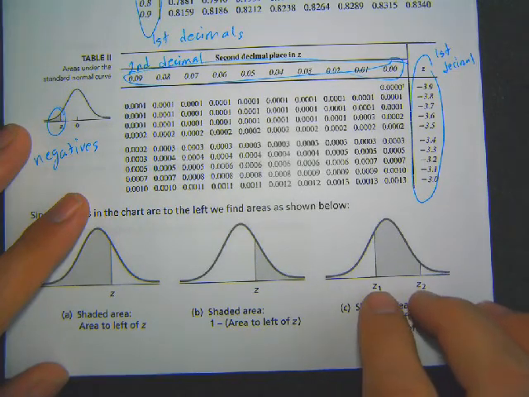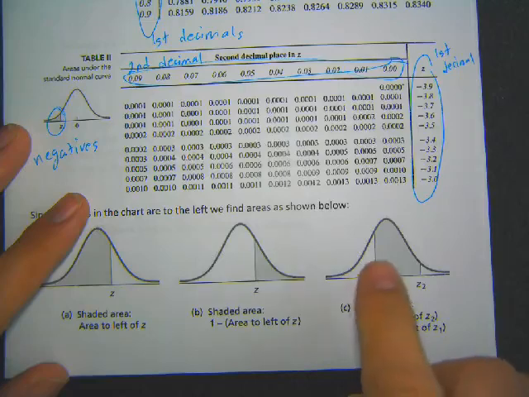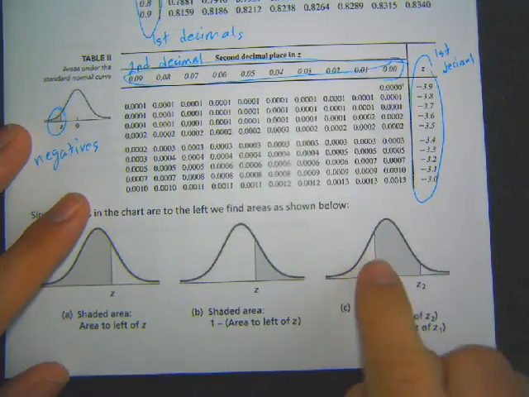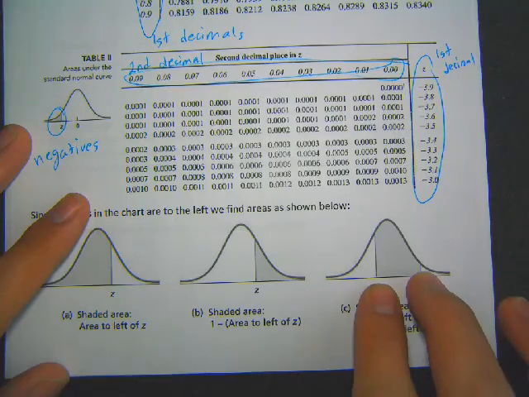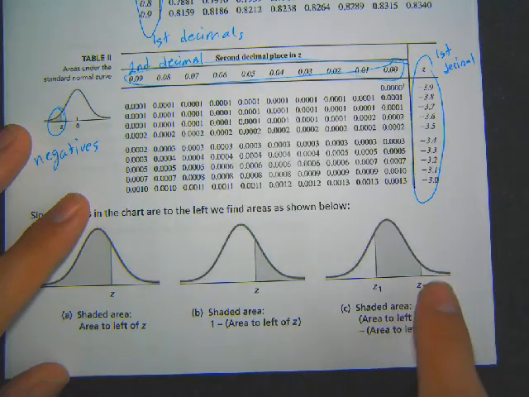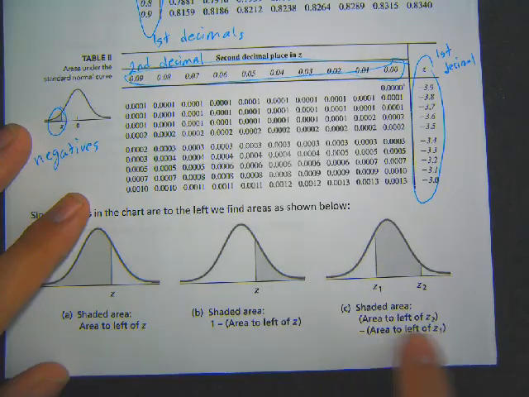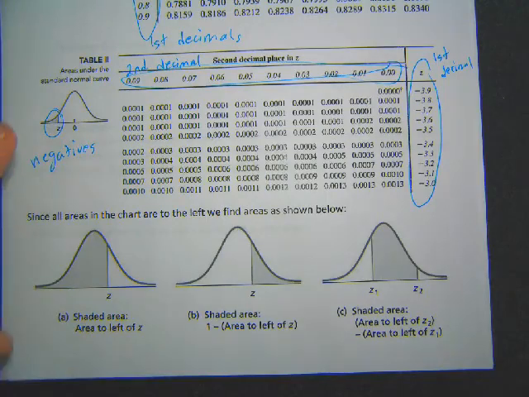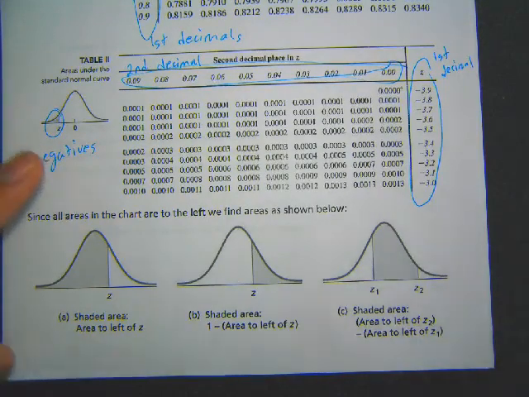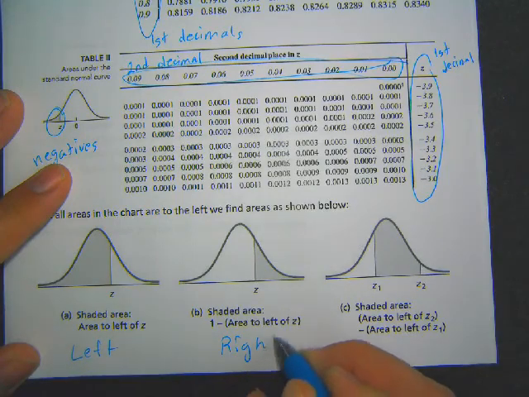Sometimes you find the area between. So the trick here is you just find both these scores and you subtract the left one from the right one. Because if you subtract this area from this area, you're just left with the stuff in between. So that's why they took Z2, the whole thing, minus Z1, subtracted this piece, and then you're left with the between. So those are the three main things you're going to do. You're going to do left, right, and between.